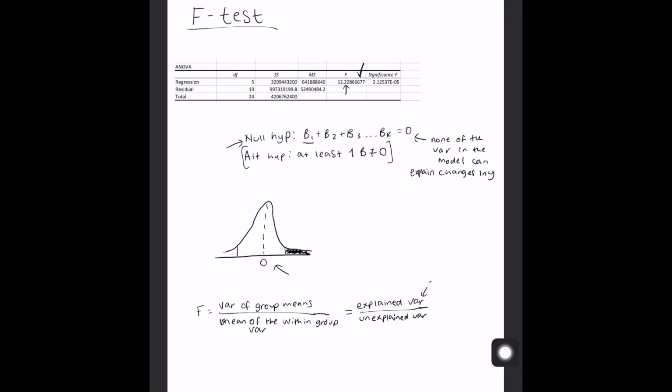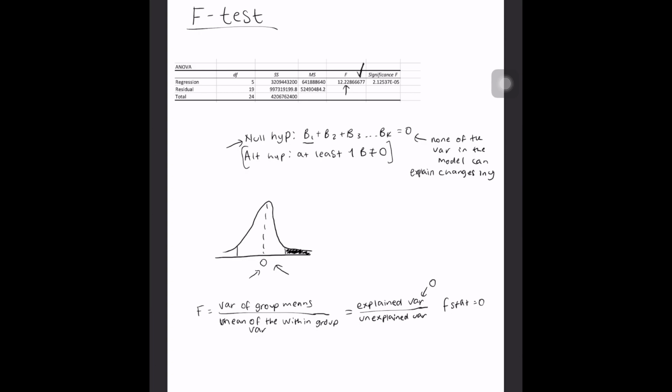Looking at this equation logically, we can see that if the explained variance equals 0, that means that the variance of group means also equals 0. So each individual group is really identical to each other. So no individual factor can on its own explain changes in y. And so if the F stat equals 0, then of course we do not reject our null hypothesis, and that means there is no explained variance.